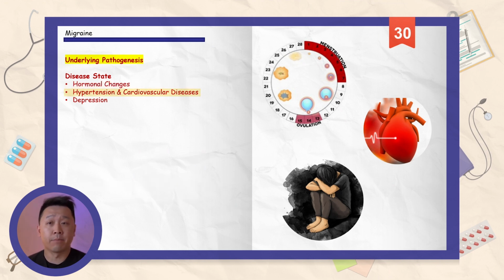In cases of hypertension or other cardiovascular disease that causes an elevated blood pressure, the cerebral vascular vessel may dilate as a compensatory response to the counter increase in pressure. Unfortunately, this dilation can lead to an increase in migraine occurrence as a result. In individuals experiencing depression or mood changes, we observe a similar pattern.